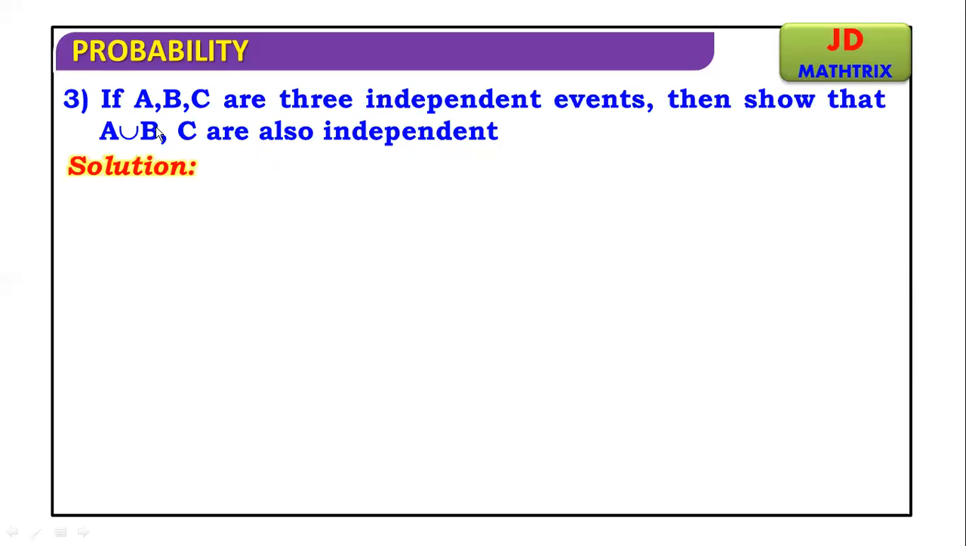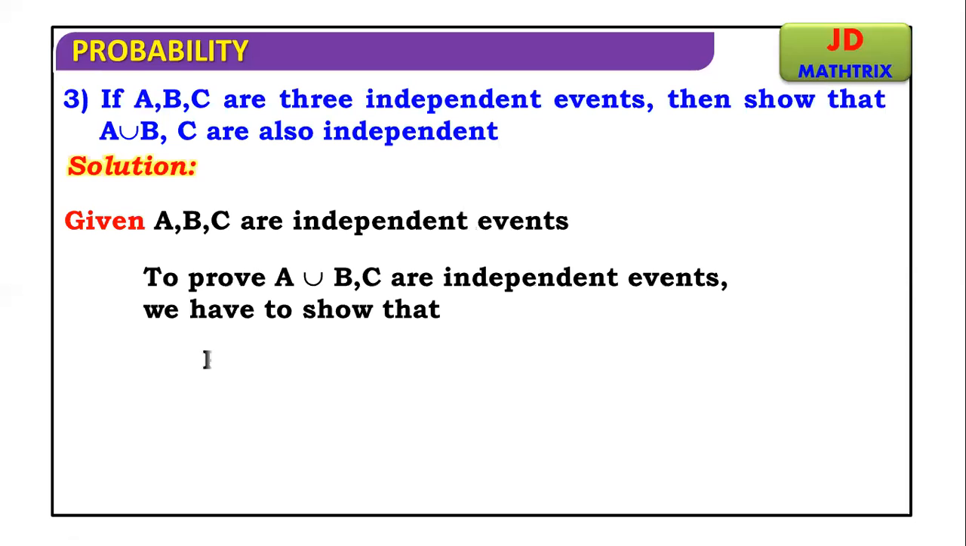For this, we are given the condition that P of A intersection B intersection C can be written as P of A into P of B into P of C. Now we have to prove that A union B and C are also independent. For this, we have to prove that P of A union B intersection C is equal to P of A union B into P of C. This is what we have to prove here.